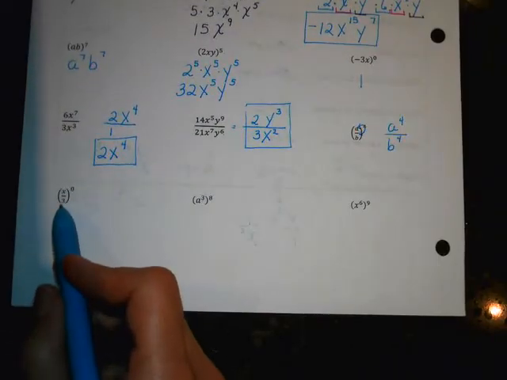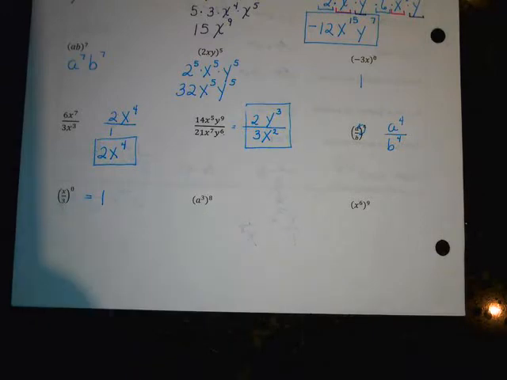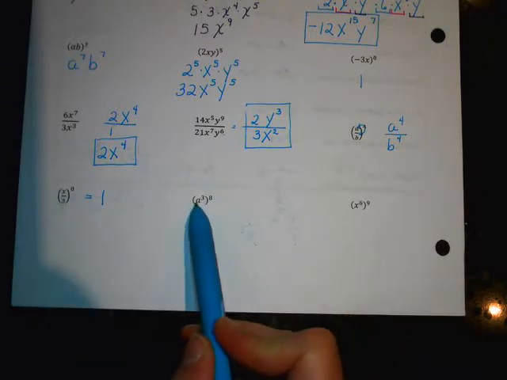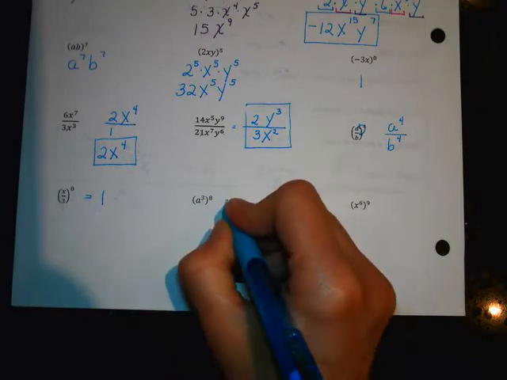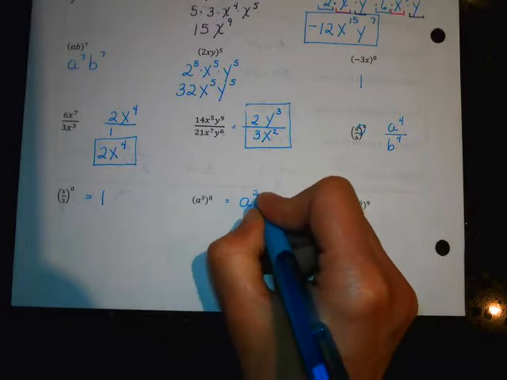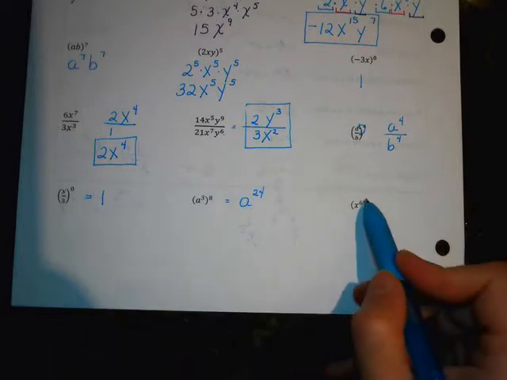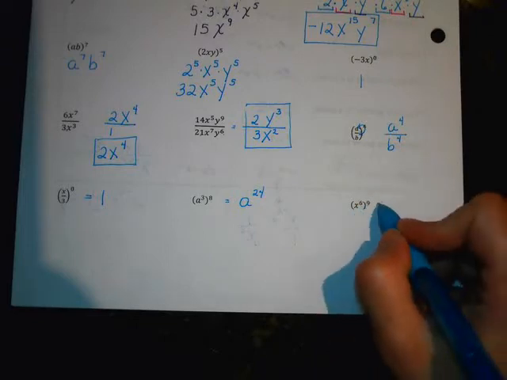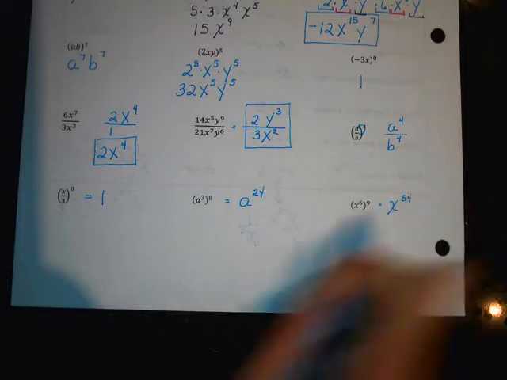We love those ones. A base to a power to a power. Do you see these powers are being separated with a parenthesis? Parenthesis means multiply. So that will be a to the 24th. Parenthesis means multiply. So that'll be x to the 54. All right? Okay.